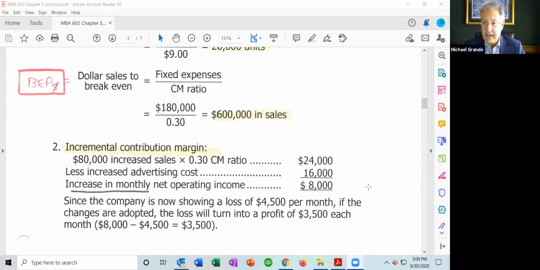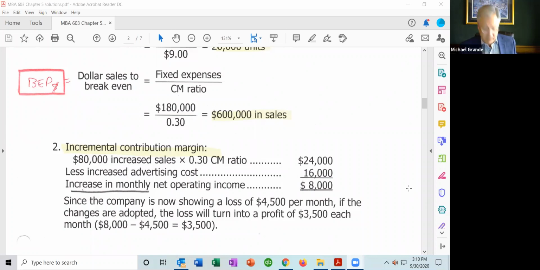Advertising expense in this example goes up by $16,000. So there is an increase in the monthly net operating income by $8,000. Let's remember this. They were losing $4,500. This plan for improving profit increases net income by $8,000. Resultant net income, $3,500, right? Loss of $4,500, increase of 8, positive $3,500.